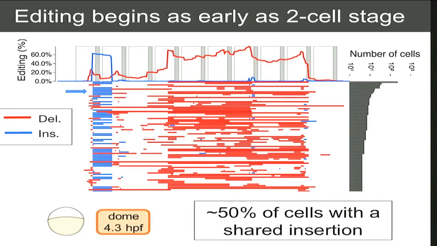But we also see that certain editing events are shared between cells. So for example, almost exactly half of the cells in this particular embryo have an insertion at this first site, which is consistent with an editing event that happened at the 2-cell stage. Right?